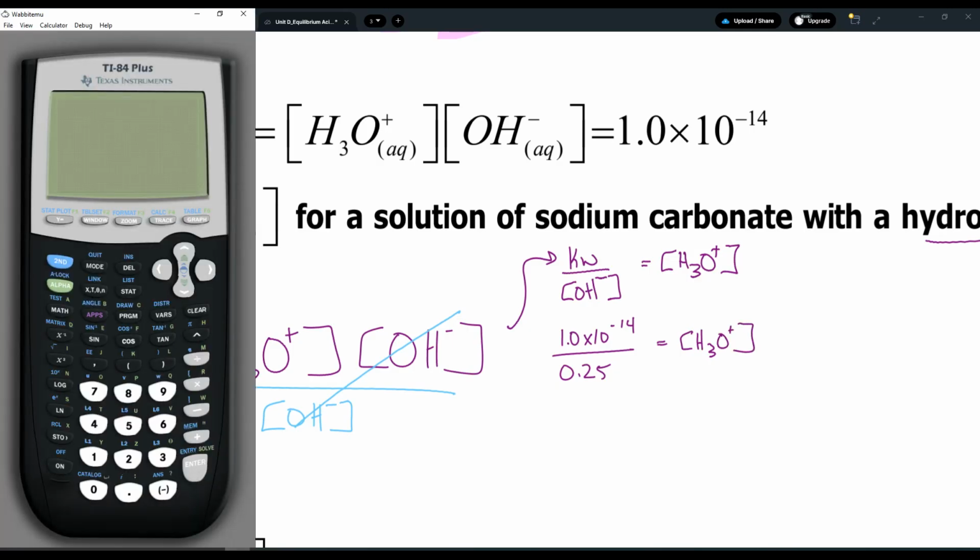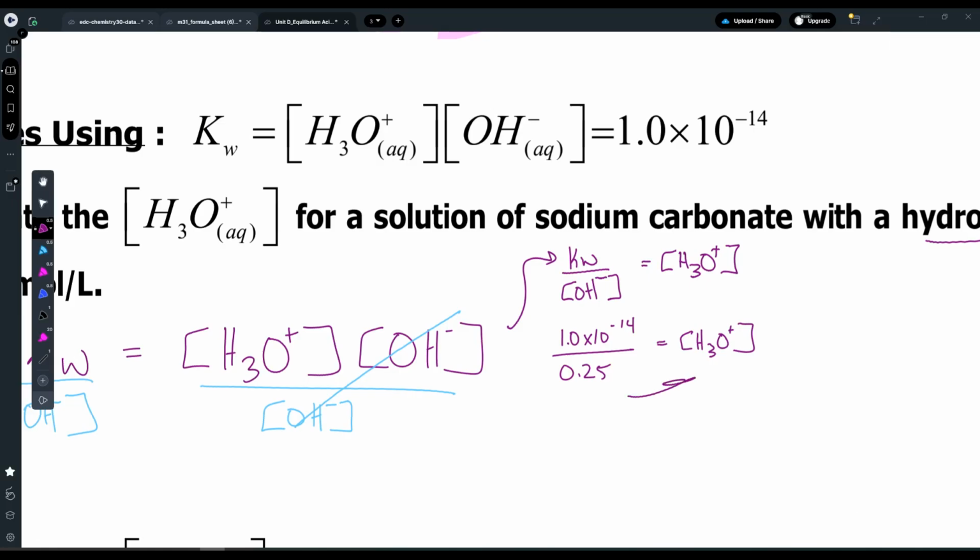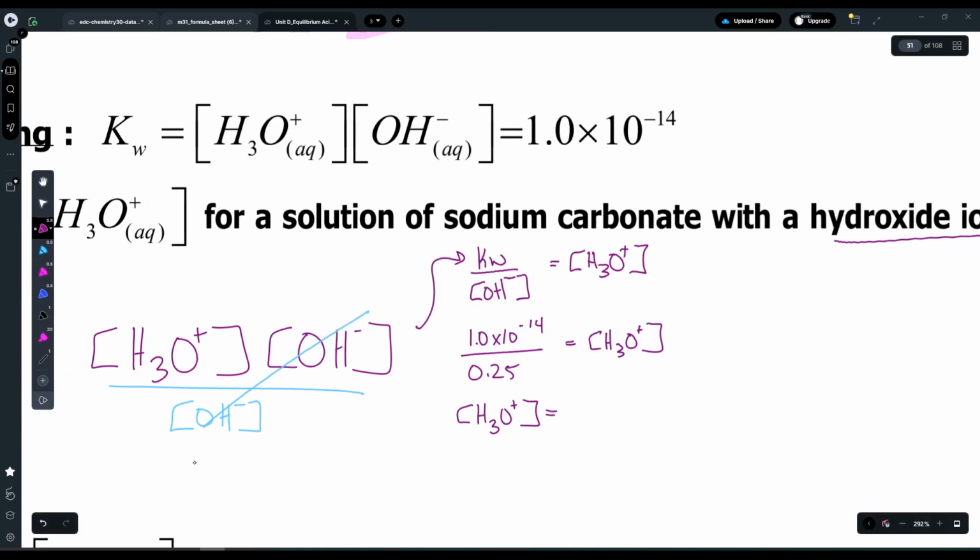So if I put that in my calculator, so 1.0 times, I'm going second function and then the log button to get the 10 to the power of negative 14. I'm going to hit the right arrow to get out of the exponent and then divide by 0.25. So I get 4 times 10 to the power of negative 14. That E just means times 10 to the power of. So I'm going to flip this equation around so that my hydronium is on the left-hand side, just a matter of preference here.